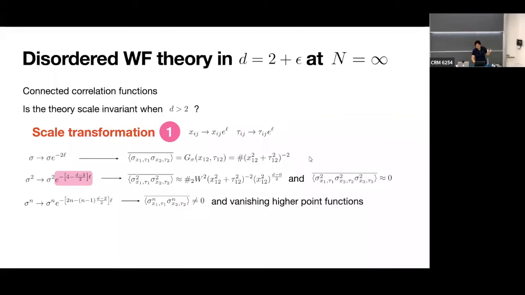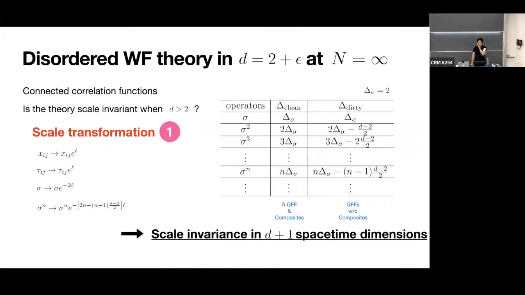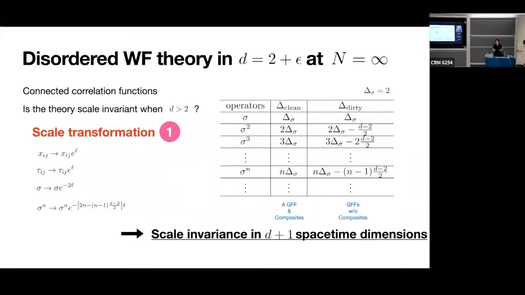So using the same criterion that makes the two-point function finite and scale invariant in the scaling limit, we can determine how the other composite operators transform. All of them acquire a non-zero anomalous dimension, and all of them have vanishing higher point functions. So in this way, we can realize scale invariance somehow in the dirty system.